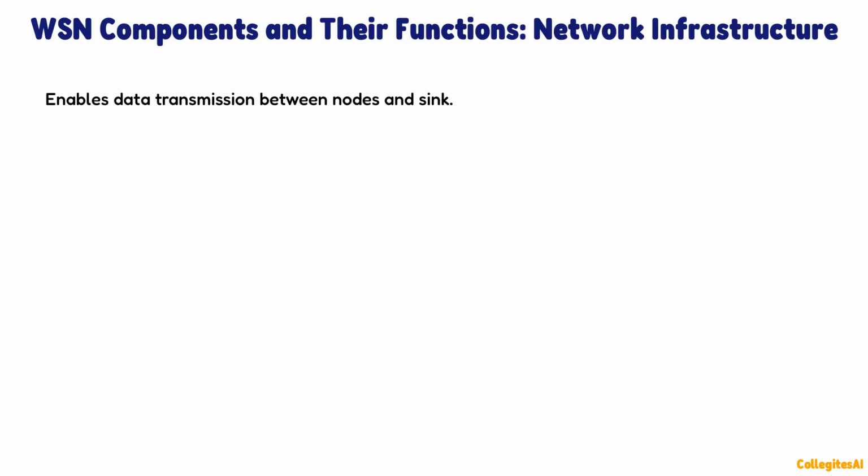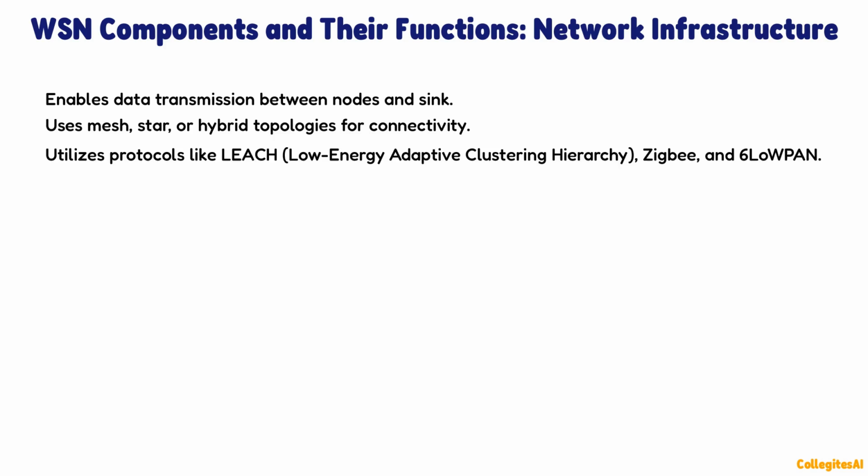The network infrastructure is crucial for enabling data transmission between the sensor nodes and the sink node. It employs various network topologies like mesh, star, or hybrid to ensure connectivity. Protocols such as LEACH, Zigbee, and 6LoWPAN are used to manage and optimize data transmission within the network.